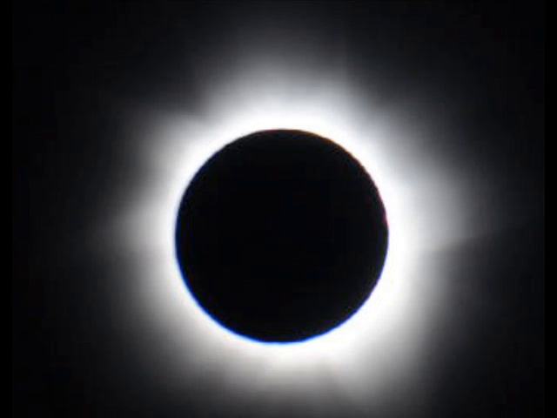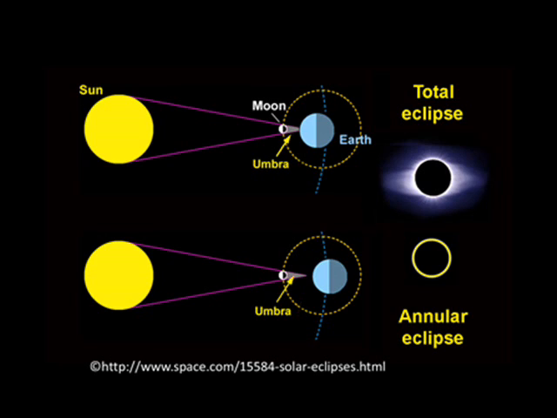However, a total solar eclipse only happens if you are in the umbra region. If you are in the penumbra region, you will only see a partial solar eclipse.